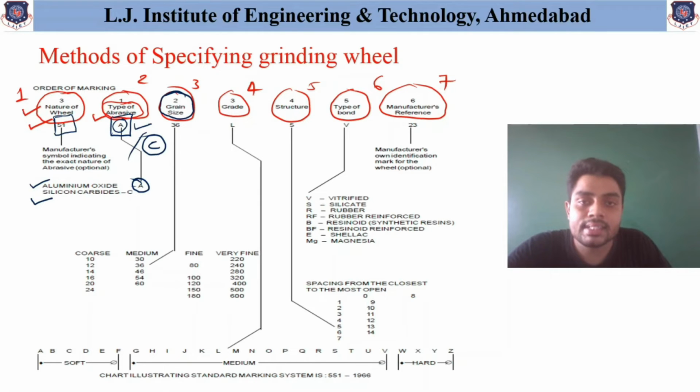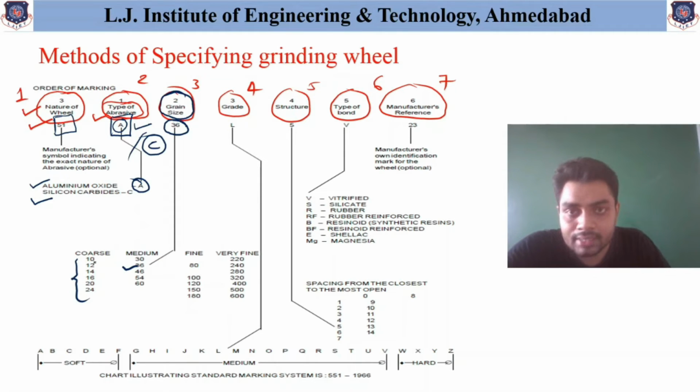Grain size is nothing but the particle size which is used to form this grinding wheel. So it has different variations. The first one is, suppose you see over here the number given, that is 36, and this 36 comes under the range of medium. That means the particles used are of medium size. So the grain size that is used is medium.